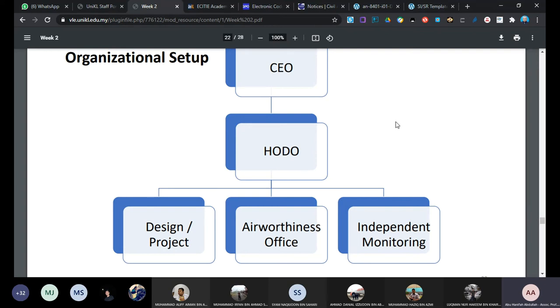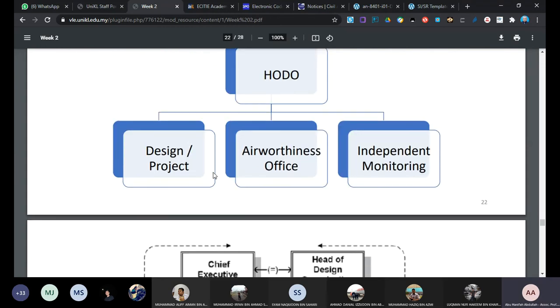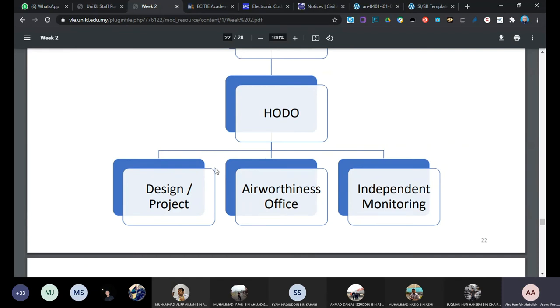And I pray for you, one of these days, you could be one of these. Maybe you have money, you develop your own design organization. Maybe you already have the experience, you apply to be head of design HODO, and maybe you become awareness, independent monitoring and design. So this is a typical organization setup for DOA. And there are a few DOA in Malaysia. We have MAS, we have Malindo, there is AirAsia DOA, and a few others. So it's quite sound. There are also IASA DOA in Malaysia, one or two.